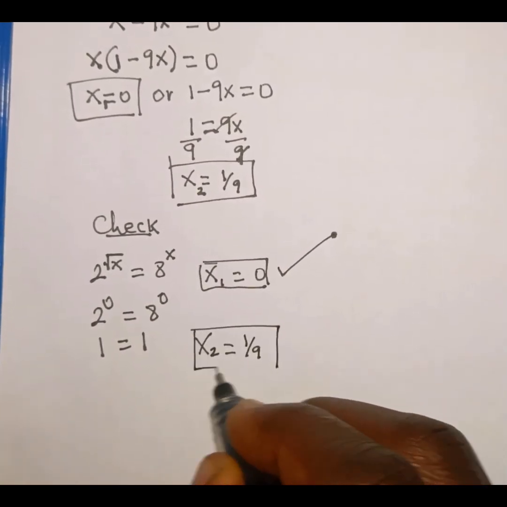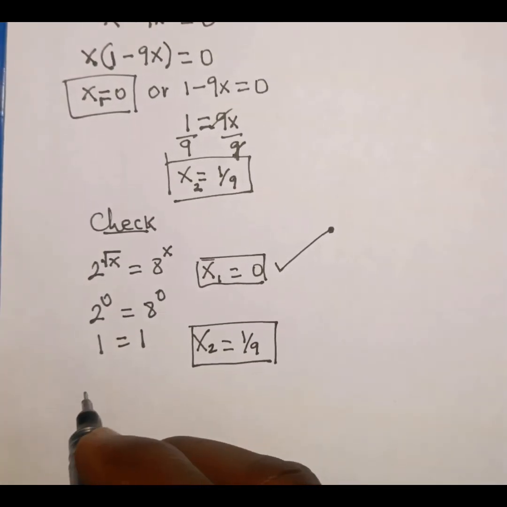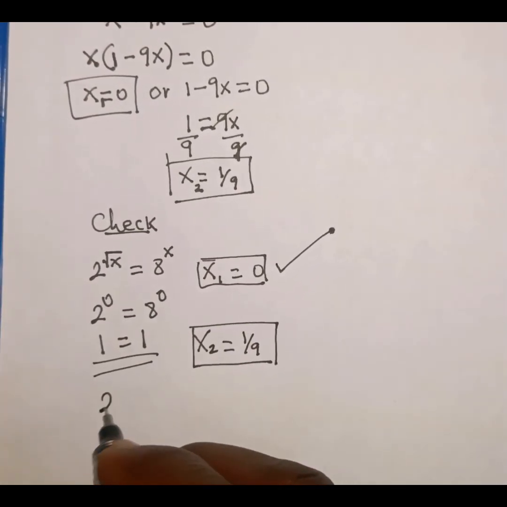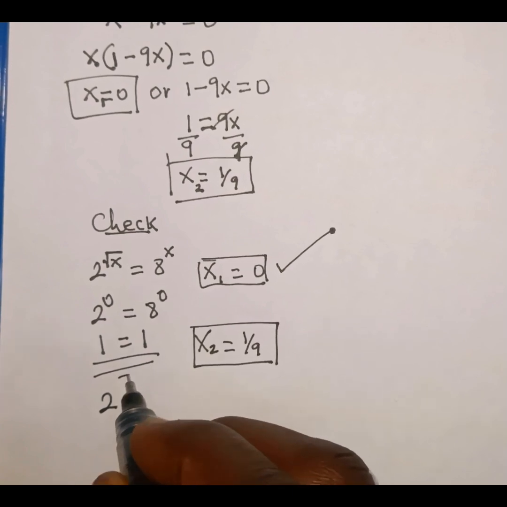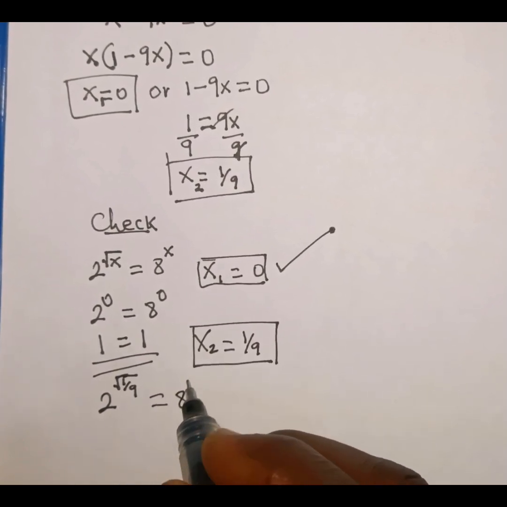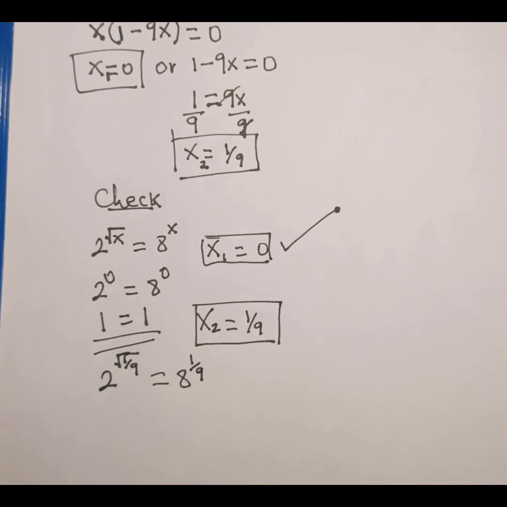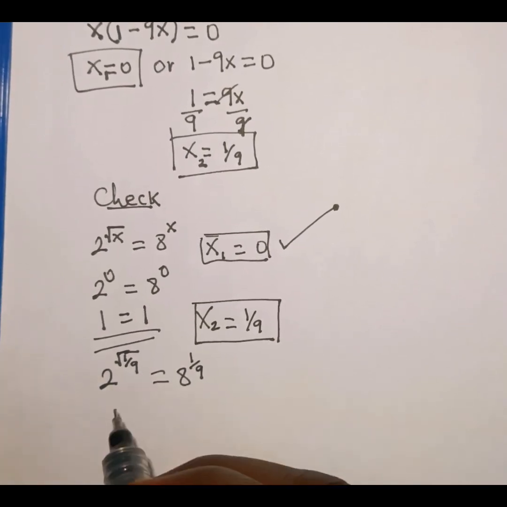Now, the second value, x2 that we found, we solved x2 to be equal to 1 over 9. Now, let's plug in 1 over 9 into the original equation. So we're going to have 2 raised to the power of square root of 1 over 9, which is equal to 8 raised to the power of 1 over 9. Now let's simplify to see whether the right hand side is going to be the same as the left hand side. Now let's work on the left hand side.